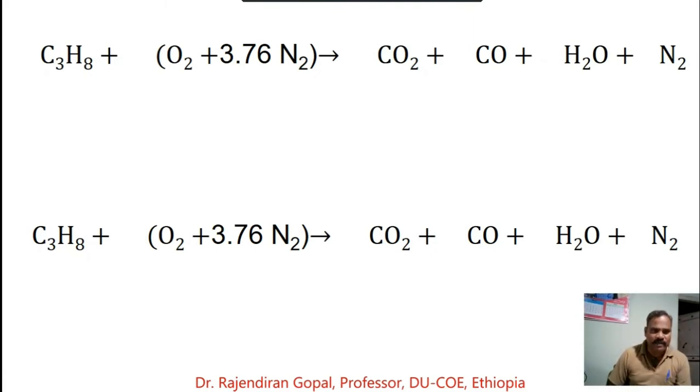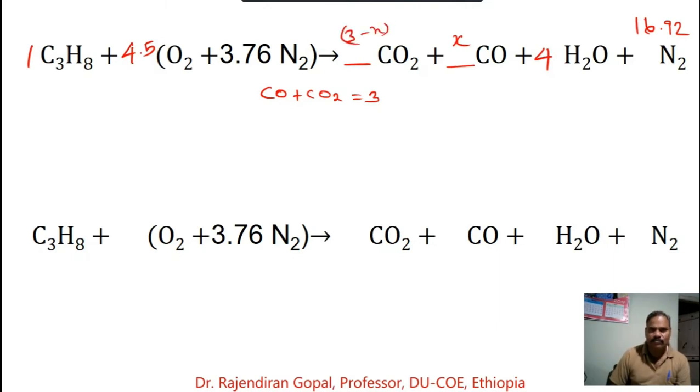Now the actual combustion equation becomes: 1 mole of propane combined with 4.5 mole of air to produce some amount of CO2 and some amount of CO, 4 mole of H2O, and 3.76 multiplied by 4.5, that is 16.92, of N2. We don't know the exact amount of CO and CO2. However, the summation of CO plus CO2 should be 3. Assume that the amount of CO is equal to X; the amount of CO2 will be 3 minus X.